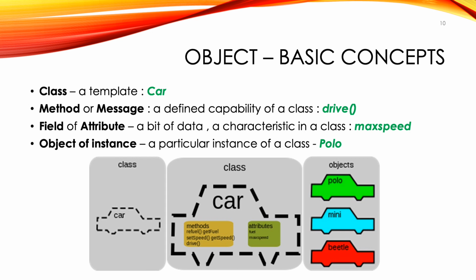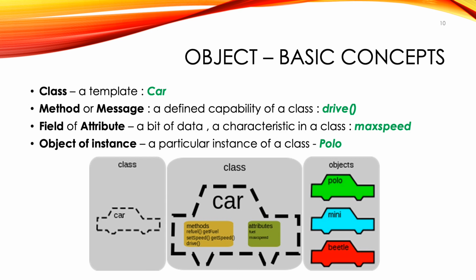So, let's take an example of a car. In this case, the class name would be car. When we think of a car, all cars have a fuel type and maximum speed. Now I want to create an object out of that. I would say its name is Polo, for example. Its fuel type is diesel and its maximum speed is 180 km per hour.